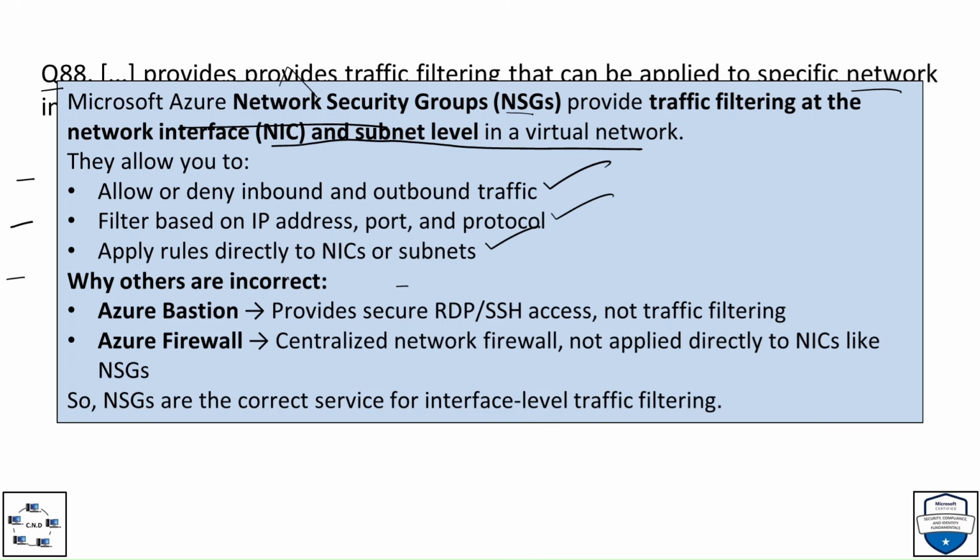So why the other options are incorrect? Azure Bastion provides secure RDP and SSH access, not traffic filtering. Azure Firewall is a centralized network firewall and is not applied directly to network interface cards like NSG. So NSGs are the correct service for interface-level traffic filtering.